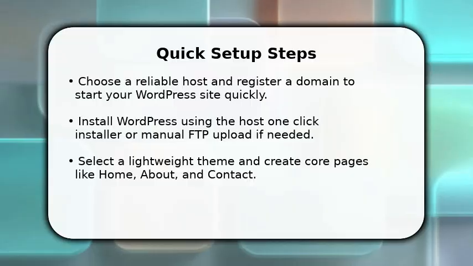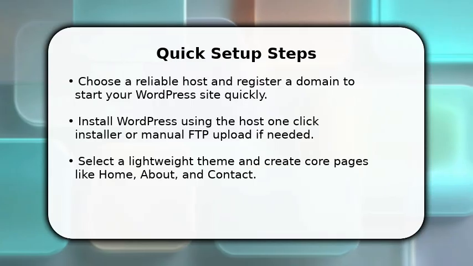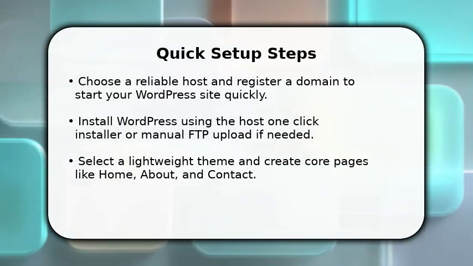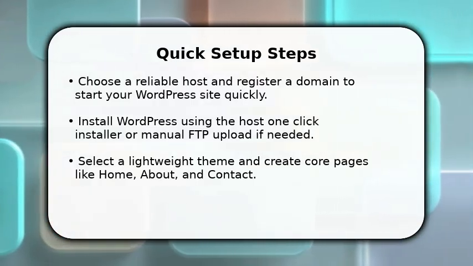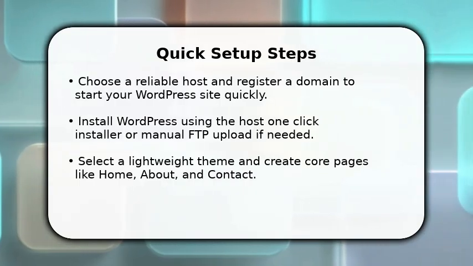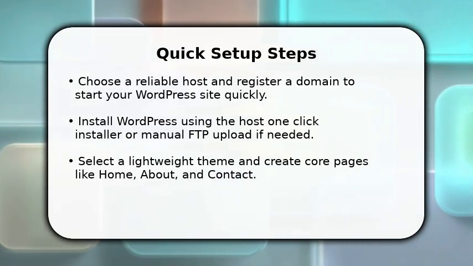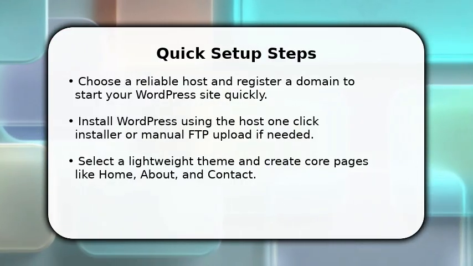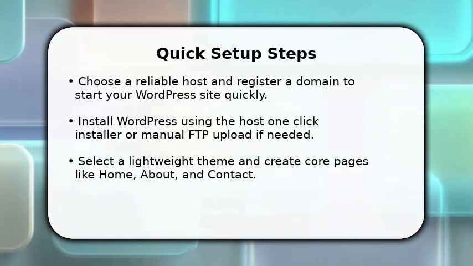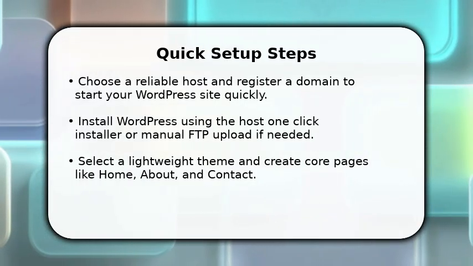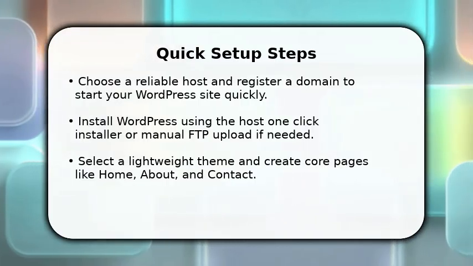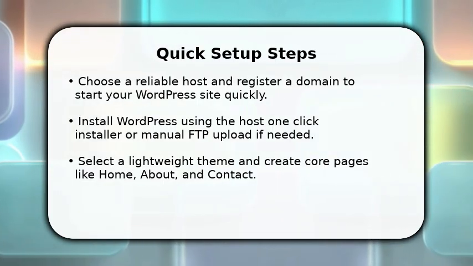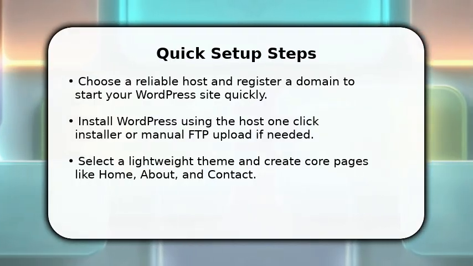Enjoy the video. In this video, I will show how to set up WordPress updated. Start by choosing a reliable host, registering a domain, and installing WordPress via one-click or manual upload. Use a lightweight theme, install essential plugins for security and SEO, and create core pages like Home, About, and Contact. Configure permalinks, backups, and caching to improve speed and safety. Test on desktop and mobile today.